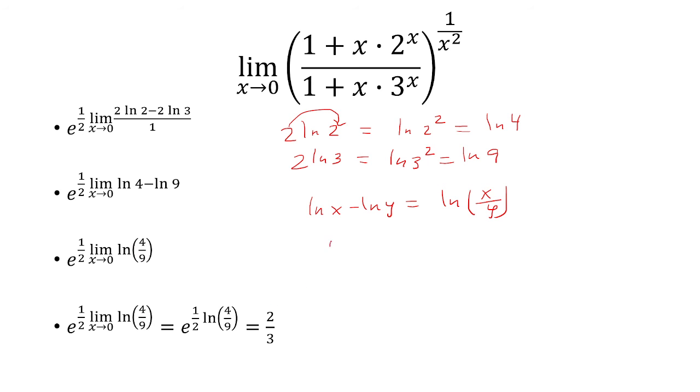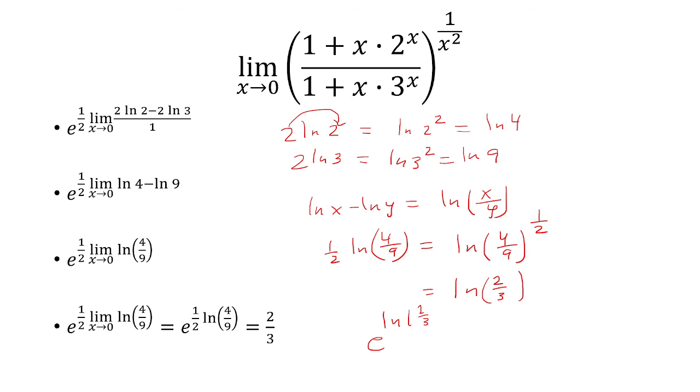And 1/2 of ln of 4/9 can be rewritten as ln of 4/9 raised to the 1/2 power. So this is just taking the square root of 4/9, which is just 2/3. So it's just e to ln of 2/3, which we know is going to equal 2/3, since e to ln of x is equal to x. So our final answer is 2/3.